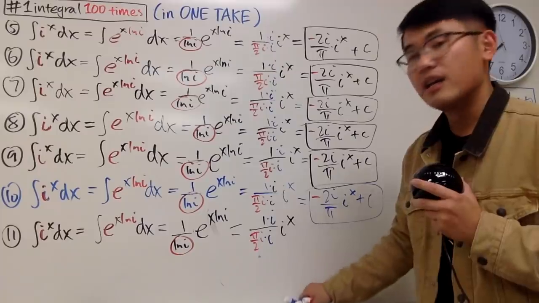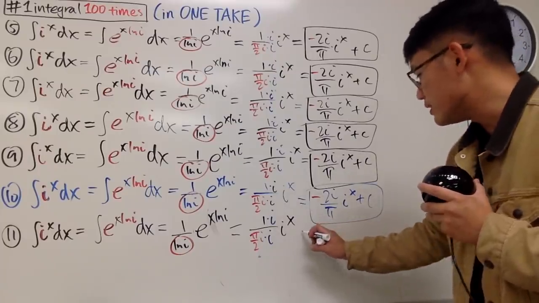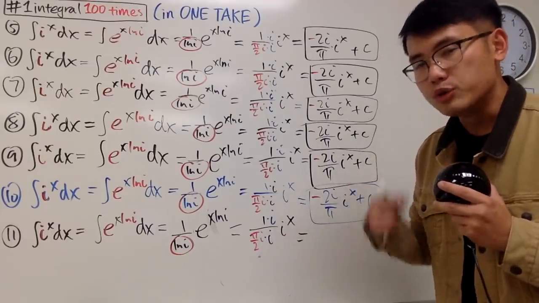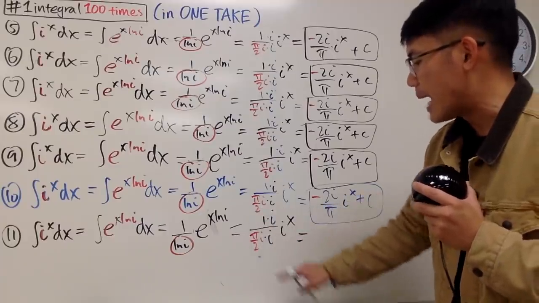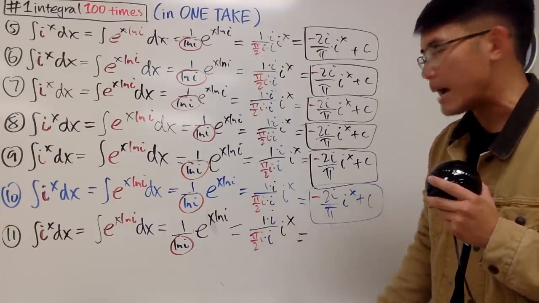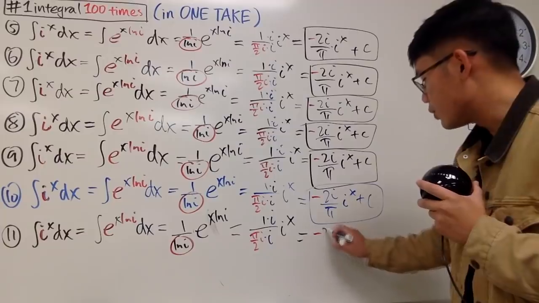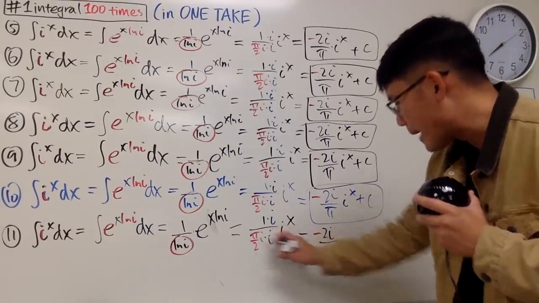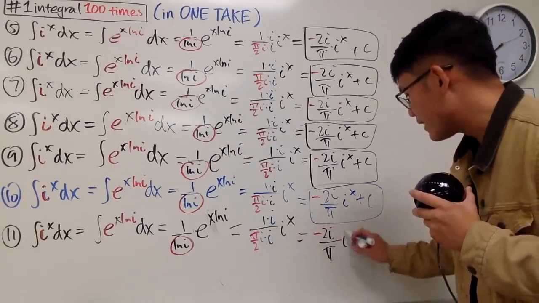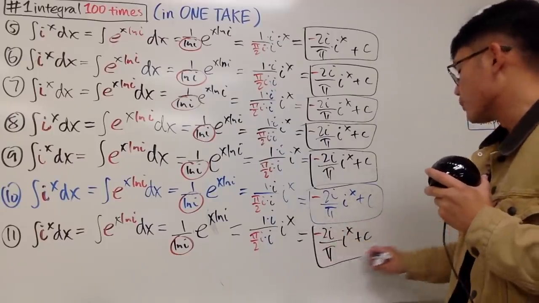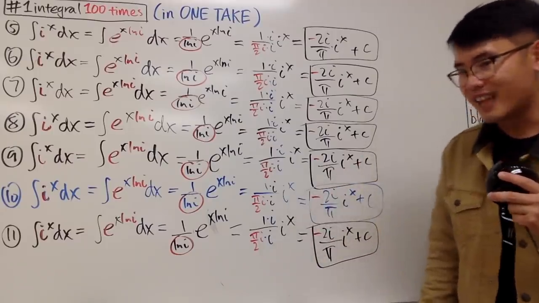Multiply I and I, so I can be on the top. As you can see now, this times that is I squared, which is -1. I'll put a negative on the top, and then the 2 can also be brought to the top as well. All in all, we get -2i over pi. And then this right here, we have the I to the x power, and then of course we're done. So put a plus C right here, and we are done.